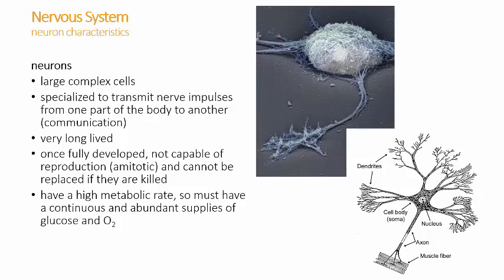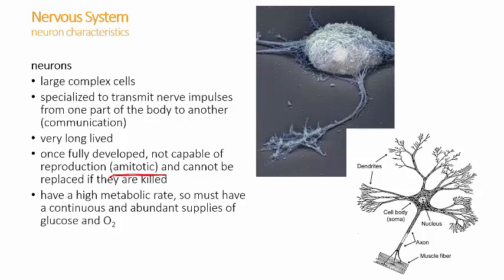These are very long-lived cells. They have a very long lifespan. And once they're fully developed, they are not capable of reproduction. So we talk about them as being amitotic. So they do not undergo mitosis. And so that's the downside to that, is that they cannot be replaced if they're killed. So once we mature, once the brain is fully mature, for instance, then we do not add any more neurons to it, and any neurons that are damaged enough to kill them cannot be replaced.